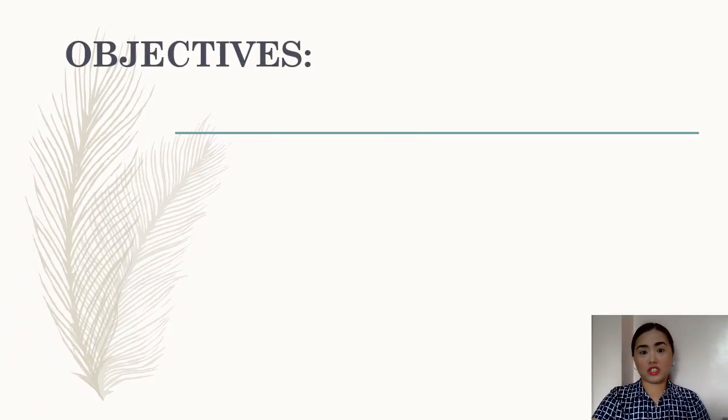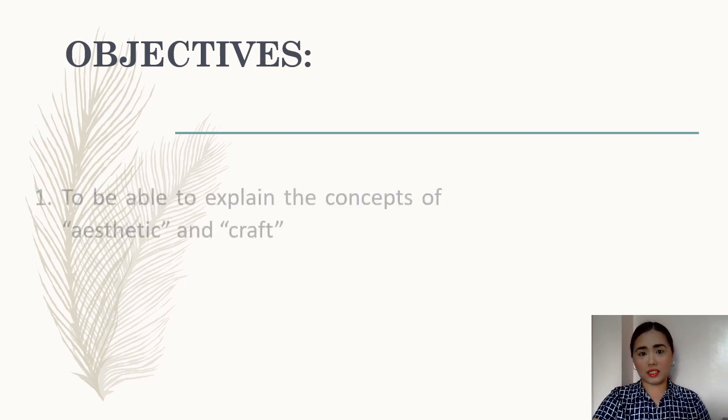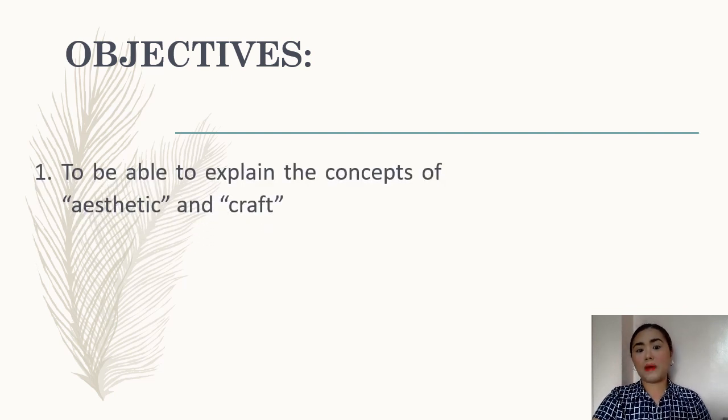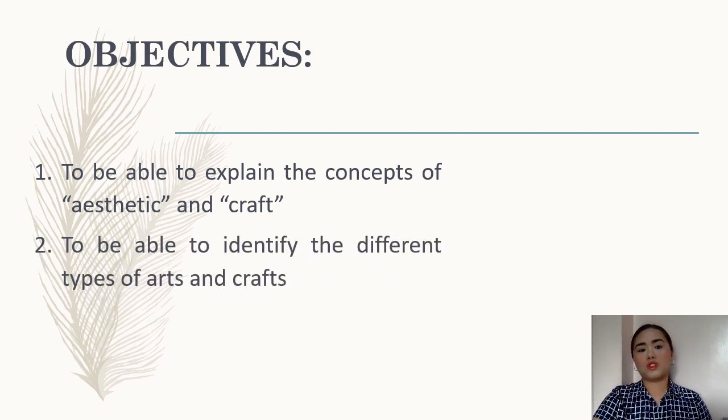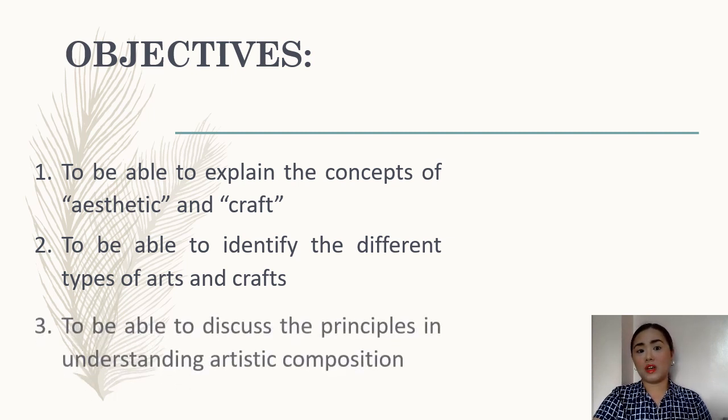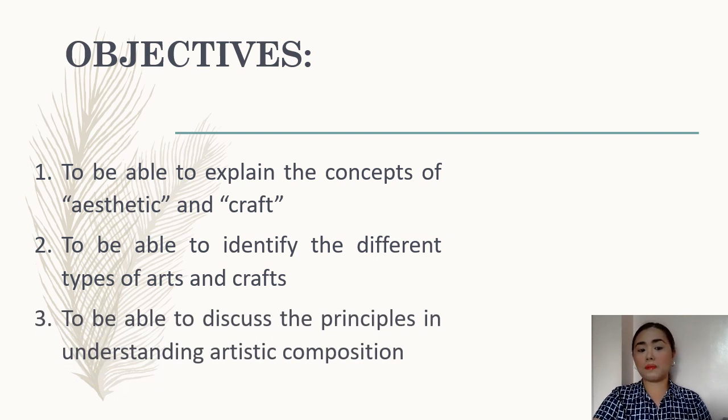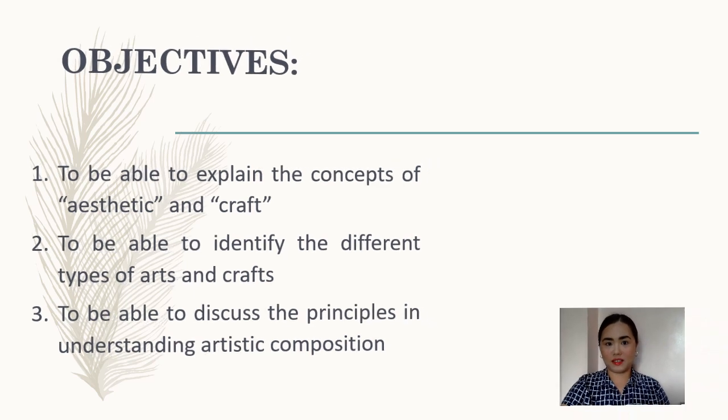For this discussion, we have 3 basic objectives. Number 1, for us to be able to explain the concepts of aesthetic and craft. Our second objective, to be able to identify the different types of arts and crafts. And our last objective, to be able to discuss the principles of understanding the artistic composition.